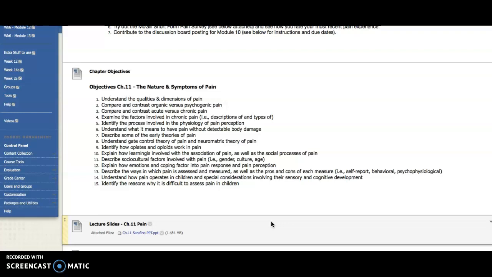And then also, how do we assess and measure pain? What ways exist today for doctors, nurses, physical therapists, occupational therapists to accurately assess one's pain and measure it? What are the pros and cons of the different assessment measures, and how do we use them?